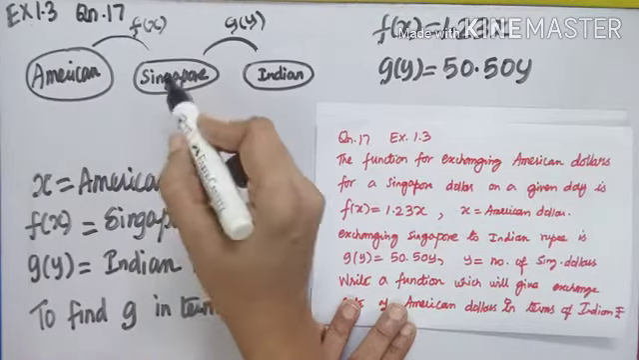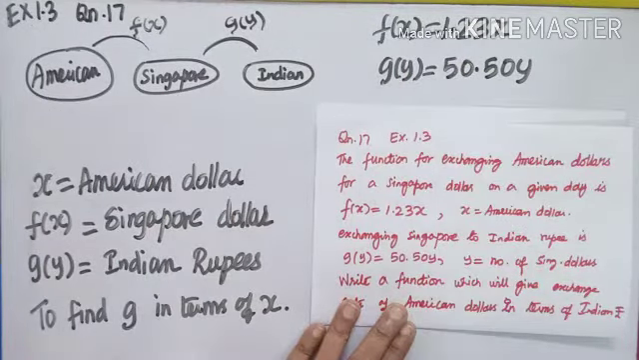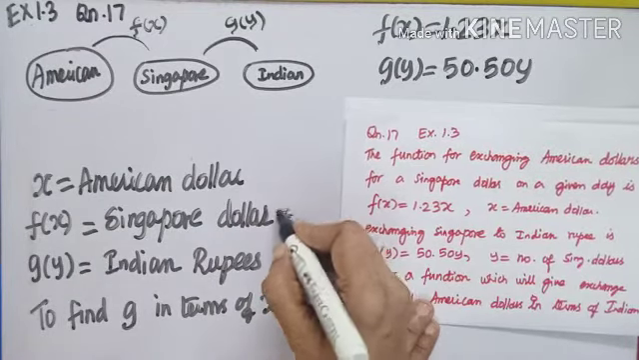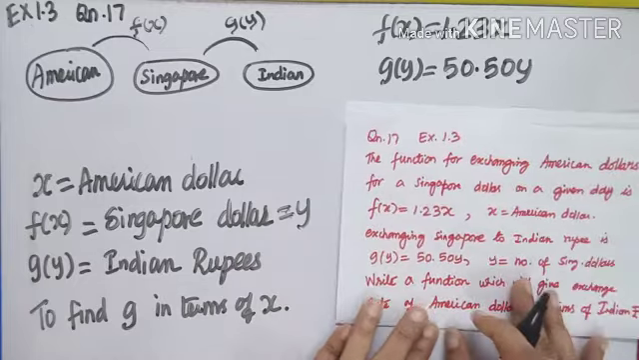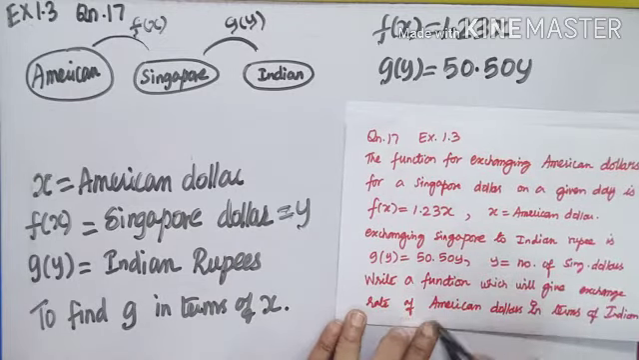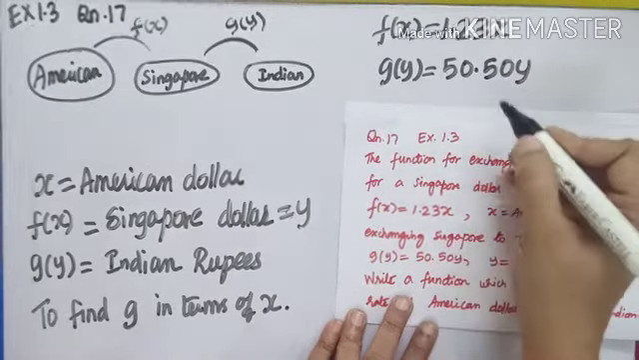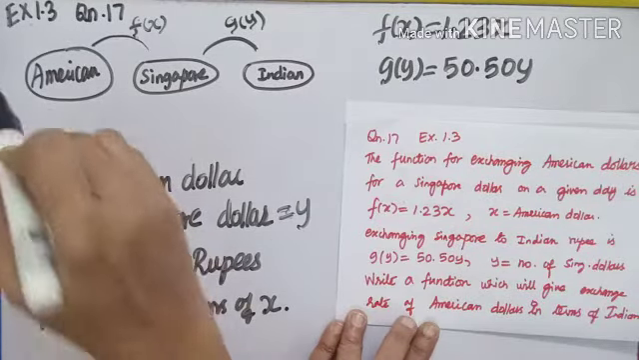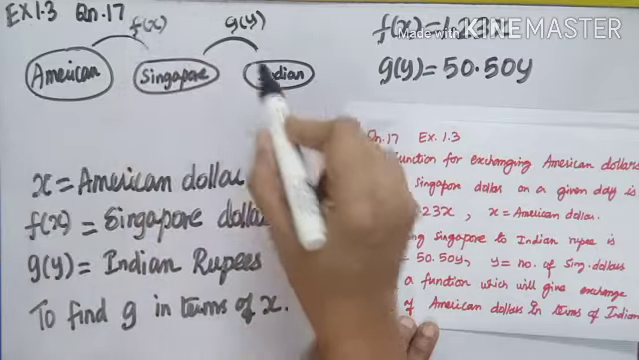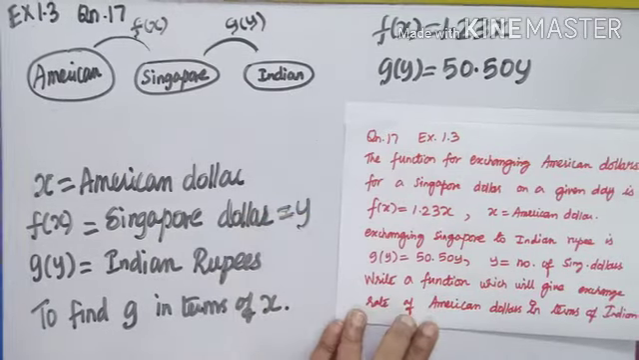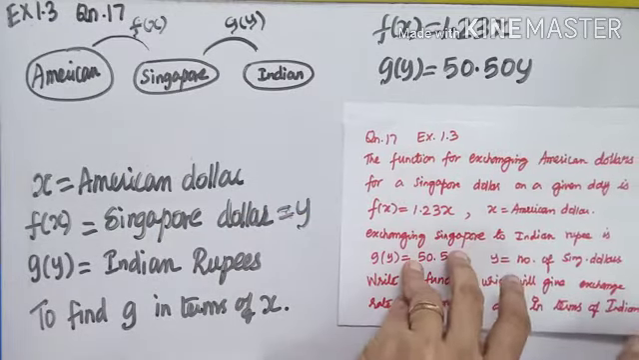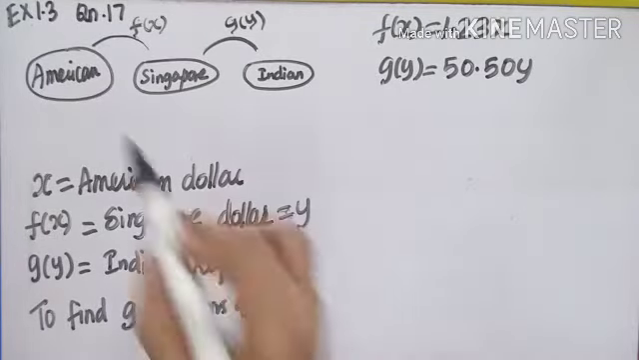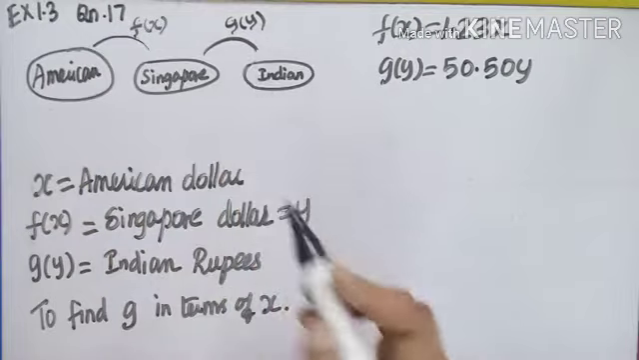This tells me f(x) is Singapore dollars, and this line tells me y is Singapore dollars. And g(y), as I convert, becomes Indian rupees. Now the question is, from American dollar to Indian rupee, how will you convert? So we need to give the expression. Do not see this operation.